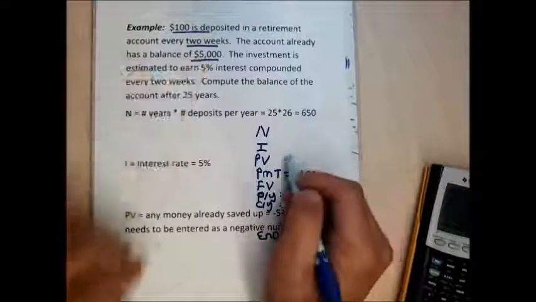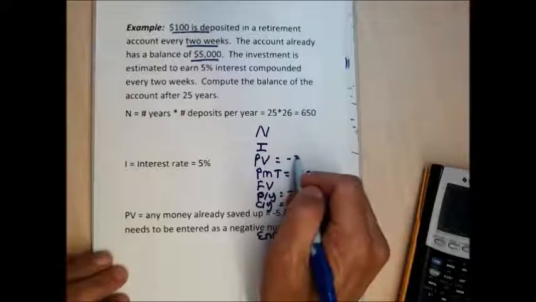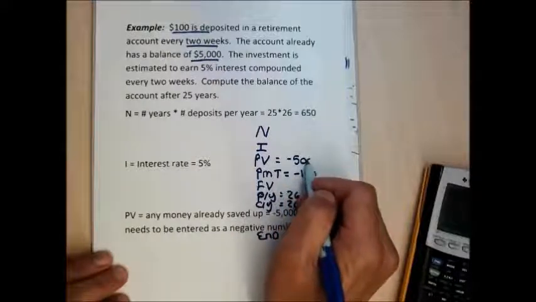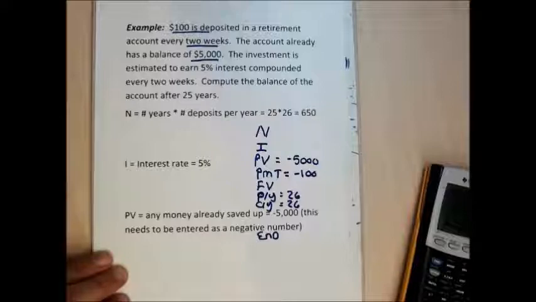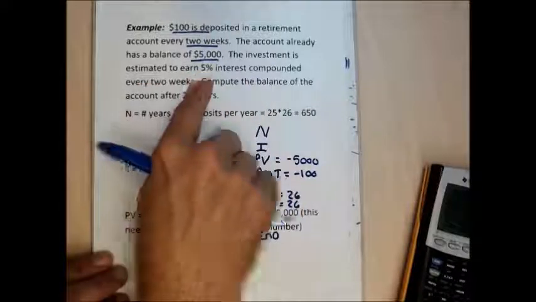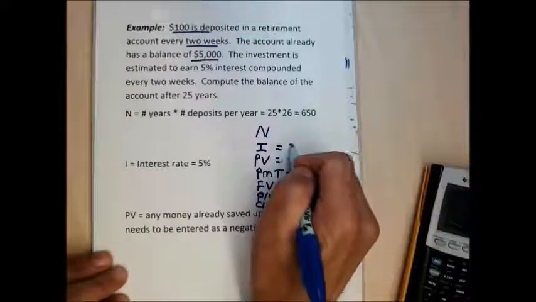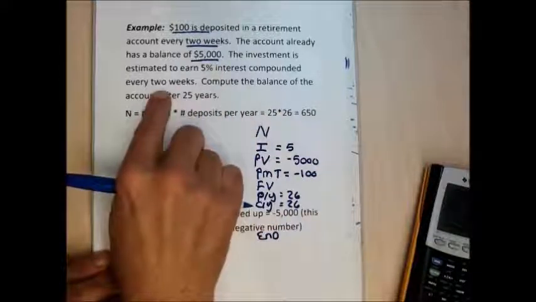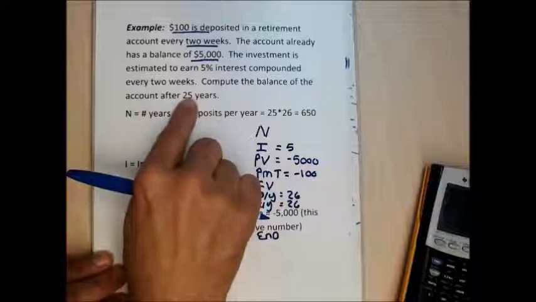This $5,000 is going to be the present value of that account, and it needs to go in as a negative because we're still saving up money, because I'm trying to find the balance in the future. The investment is expected to earn 5% interest, so that's the I. Compounded every 2 weeks. Compute the balance after 25 years.